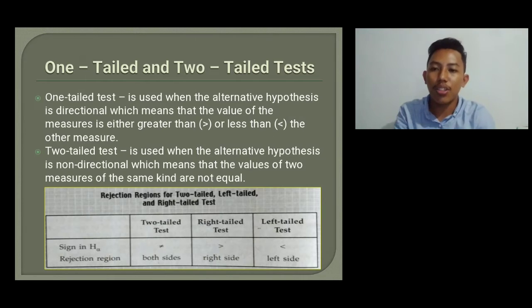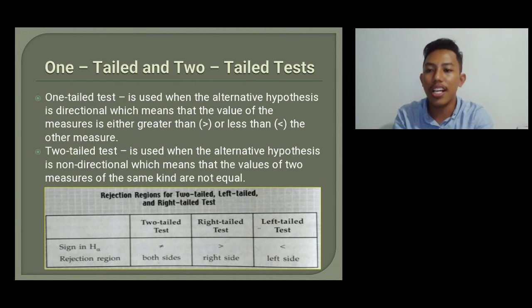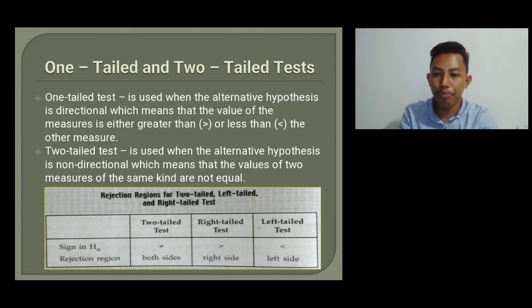So, one-tailed and two-tailed test. A one-tailed test is used when the alternative hypothesis is directional, which means that the value of one measure is either greater than or less than the other measure. A two-tailed test is used when the alternative hypothesis is non-directional, which means that the values of two measures of the same kinds are not equal.